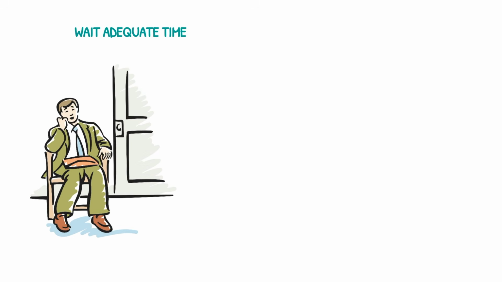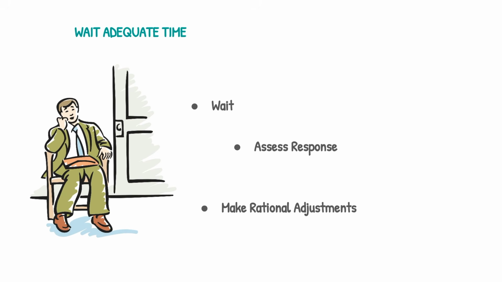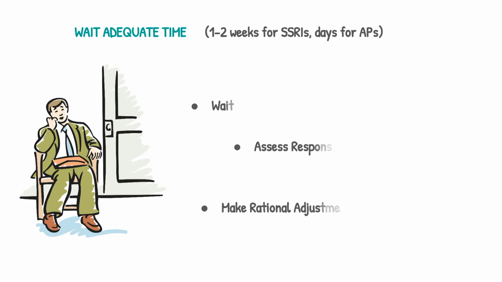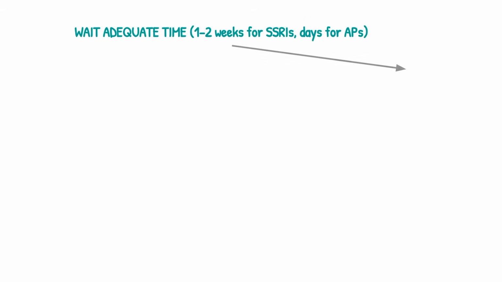Once treatment is initiated, the next critical step is to wait, assess response, and make rational adjustments. Psychotropic medications require adequate time to show clinical effect. For antidepressants like SSRIs, this usually means 1 to 2 weeks for initial response, while antipsychotics may show improvement within days. A poor response means minimal or no improvement, despite adequate dose and duration. This signals the need for systematic reassessment rather than empirical polypharmacy.